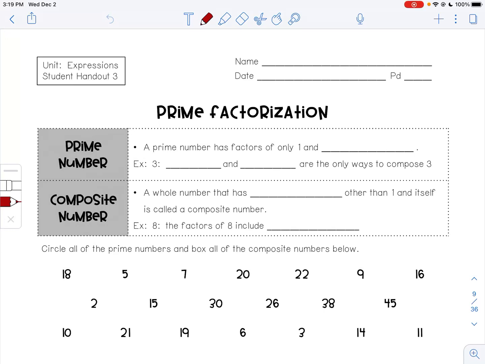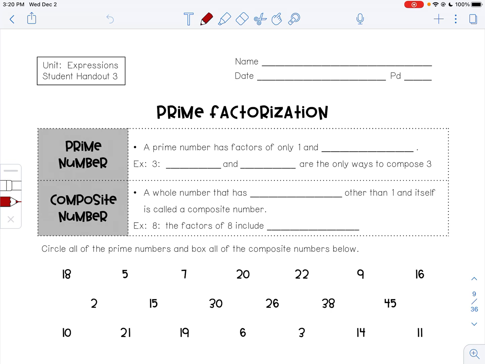Today we are going to learn something called prime factorization. So we already know what factors are, but what about that word prime? What does it mean? So basically a prime number is just a number that has exactly two factors, one and itself. So for example, let's take the number 7. I want you to think about what numbers can I multiply together to get 7.